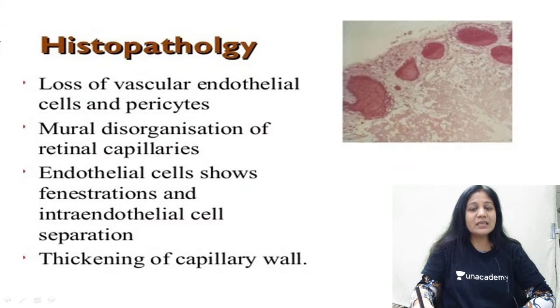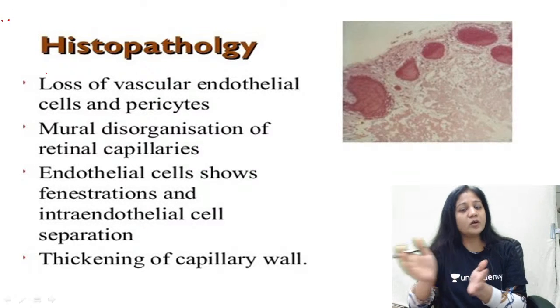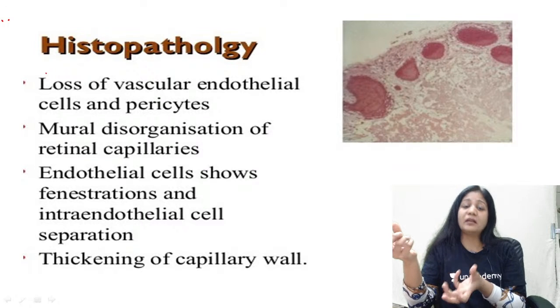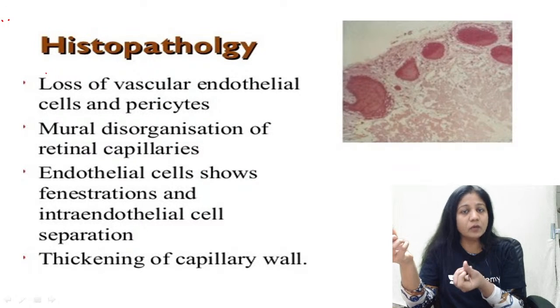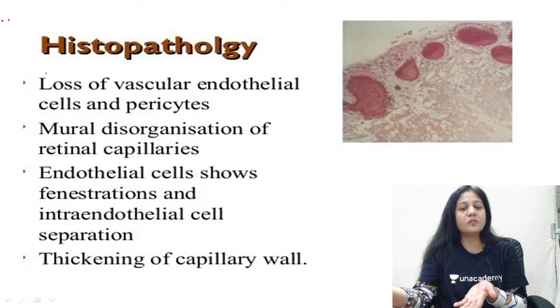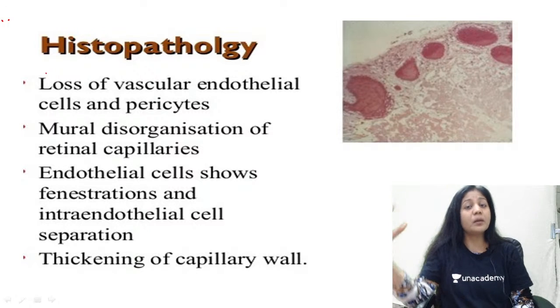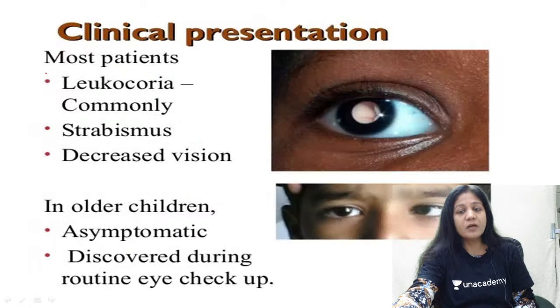Now when you see these patients histopathologically, on histology again this will corroborate your findings: there is a problem at the level of the vascular endothelium. There is a loss of pericytes. Okay, that is why the typical appearance of the vessels.